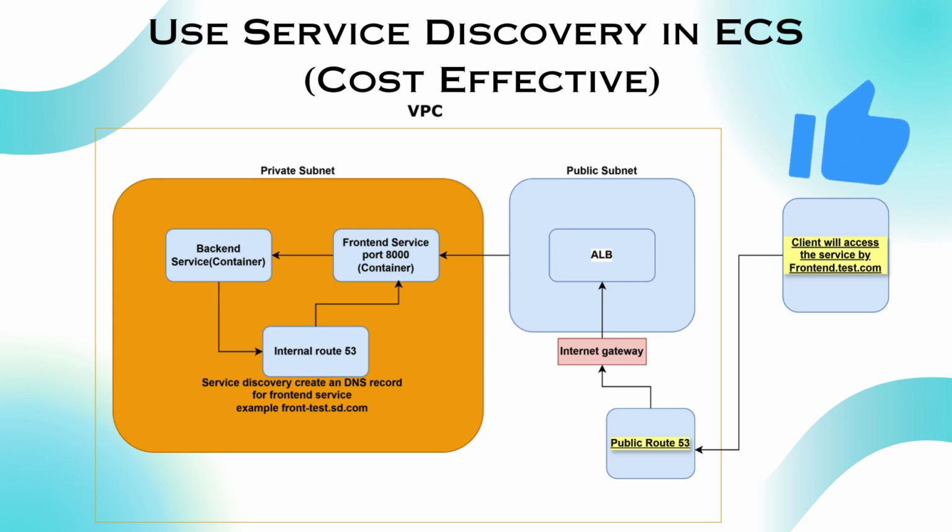Whenever the front-end service goes down and comes up, it will have a new IP. The new IP will automatically map to the service discovery record. Everything happens automatically, so we don't need to make any changes in our DNS record. So there won't be any issue, and you can cut the latency and, in parallel, cut the cost.